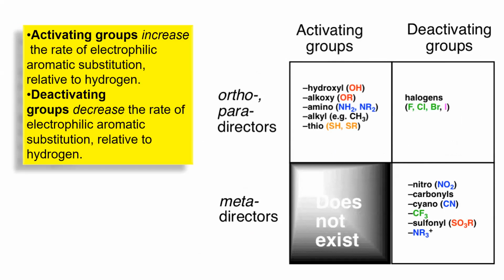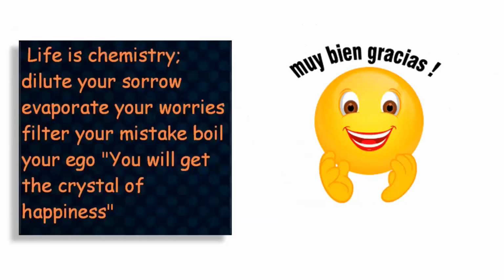Now, activating groups increase the rate of electrophilic aromatic substitution relative to hydrogen, and deactivating groups decrease the rate of electrophilic aromatic substitution relative to hydrogen. So here we have the ortho-para directors, which act as activating groups, whereas meta directors do not act as activating groups, they only act as deactivating groups. So this is all about our hydrocarbons.